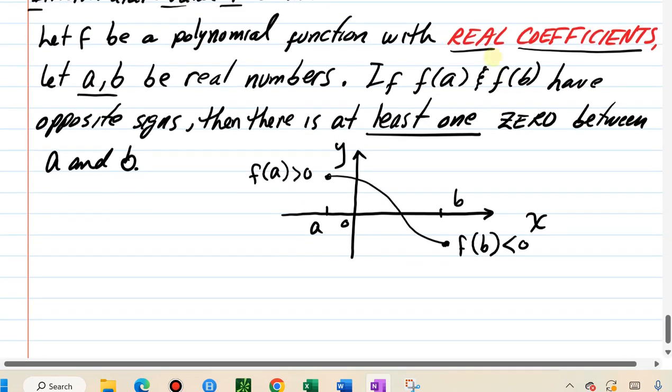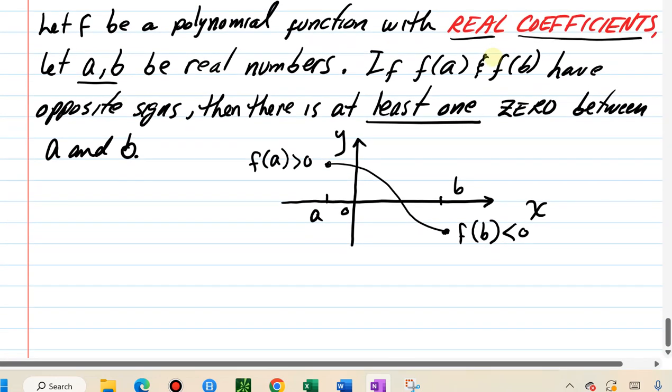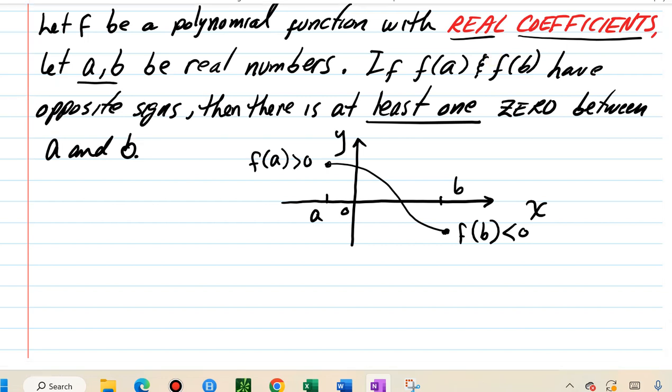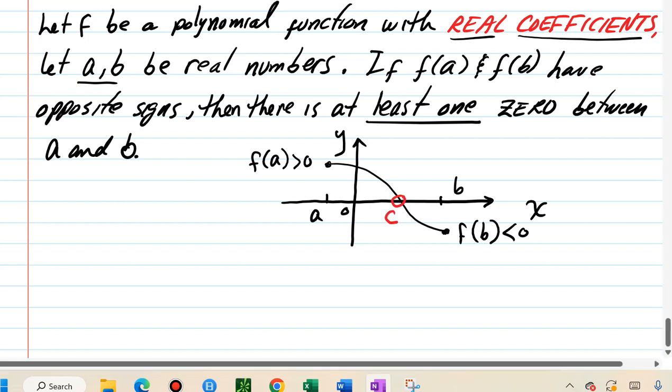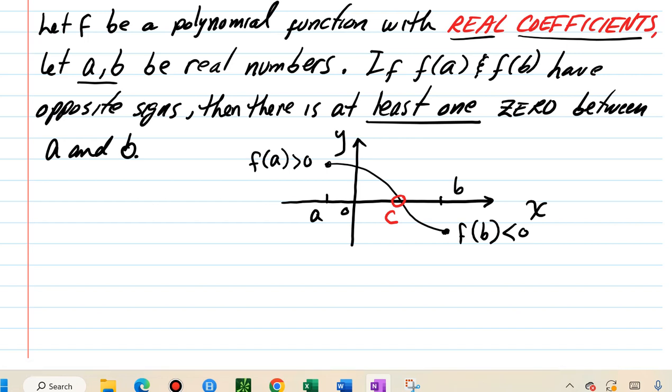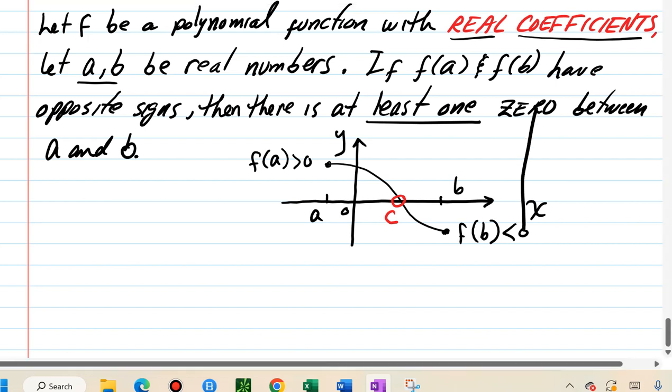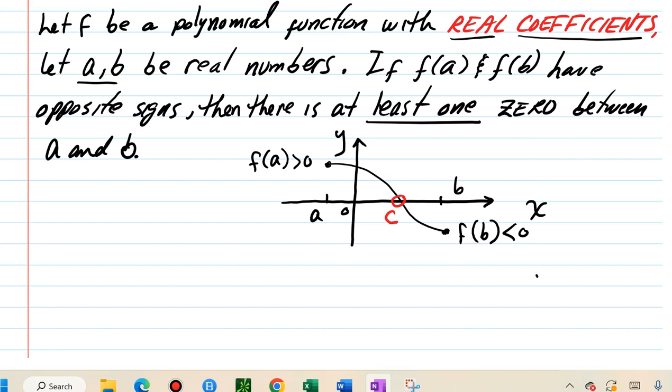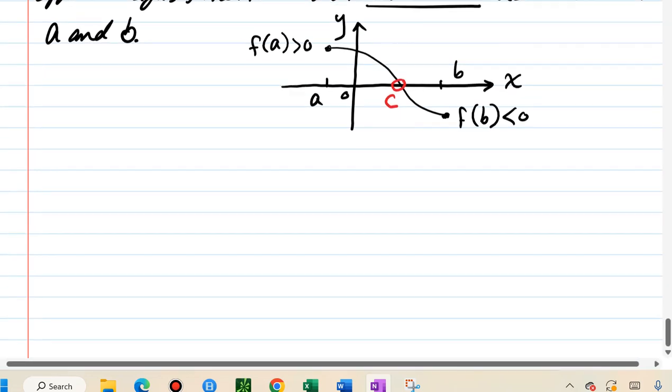And if they do have opposite signs, right in here, then there has to be at least one zero. And here is where that zero is, call it c. See, that's the zero they're talking about. At least one. In this case, I have exactly one. But there are other instances on the graph where I could have more than one, right? So let's take a look at the case where I could have more than one zero.